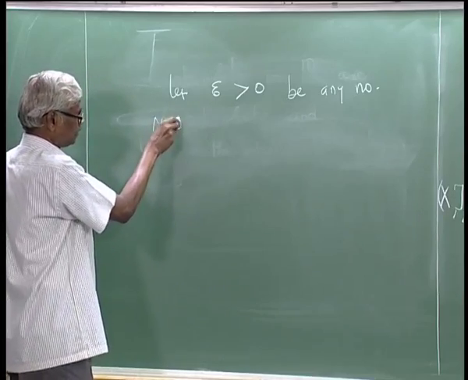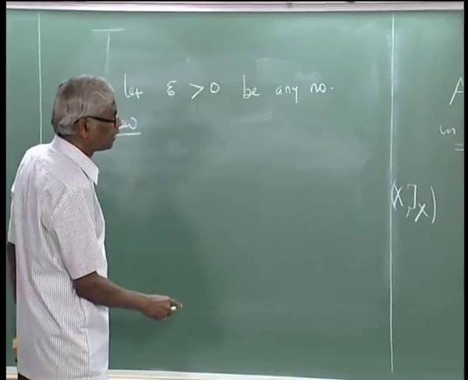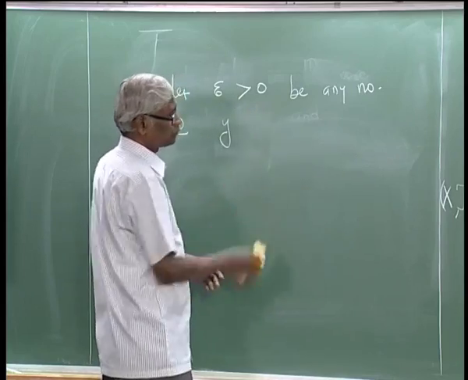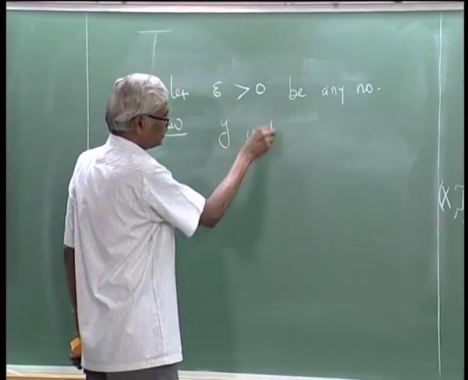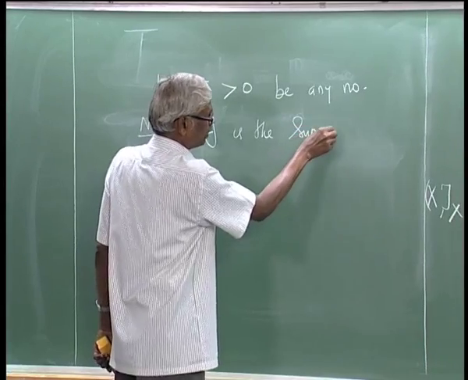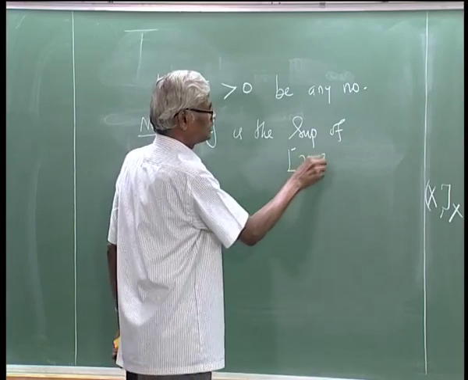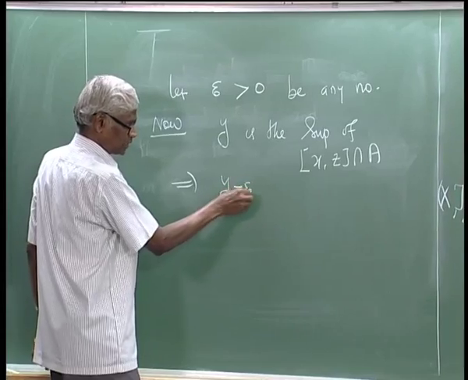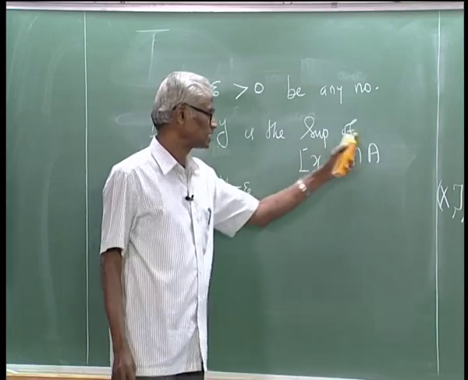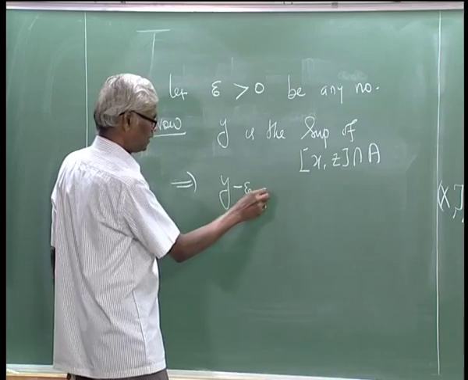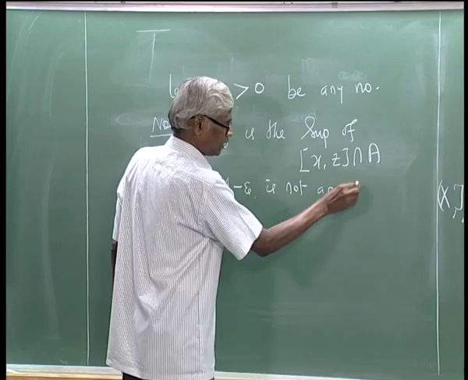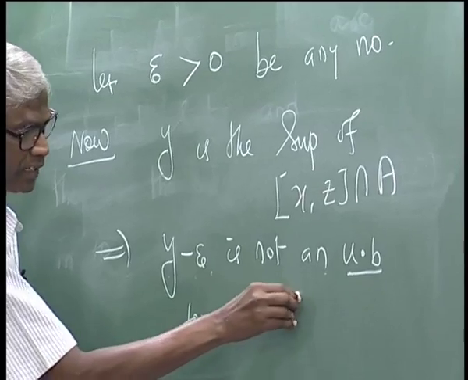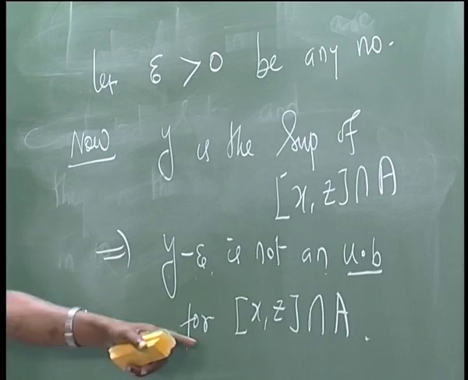Now, y is already a least upper bound. The supremum is unique for us. y is the supremum of the closed interval [x, z] intersection A, which implies y minus epsilon, since y is the least upper bound, is not an upper bound for the closed interval [x, z] intersection A. Now, not an upper bound means what?